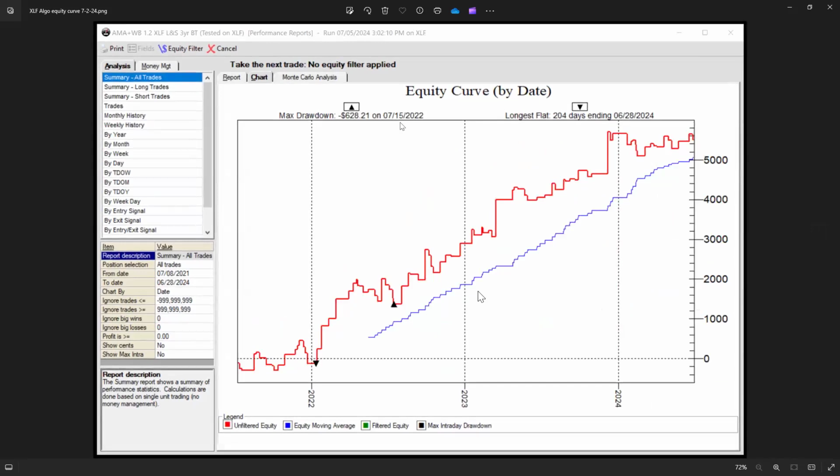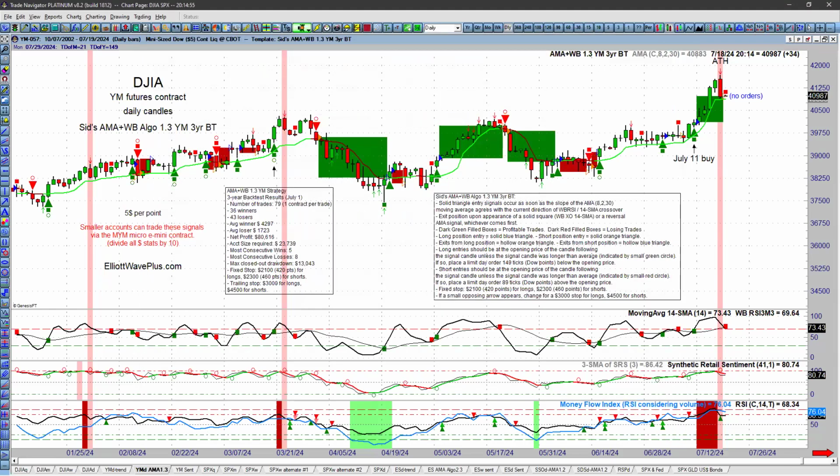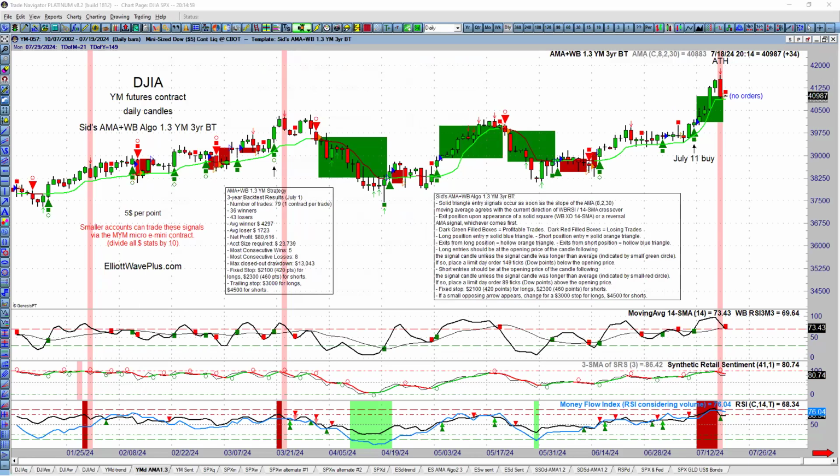This is XLF, quite a bit better. So on financials, a much smoother curve. So there are things, and that's the whole group. There are algos that do very well on the sortable spreadsheet. Bring that in one more time.